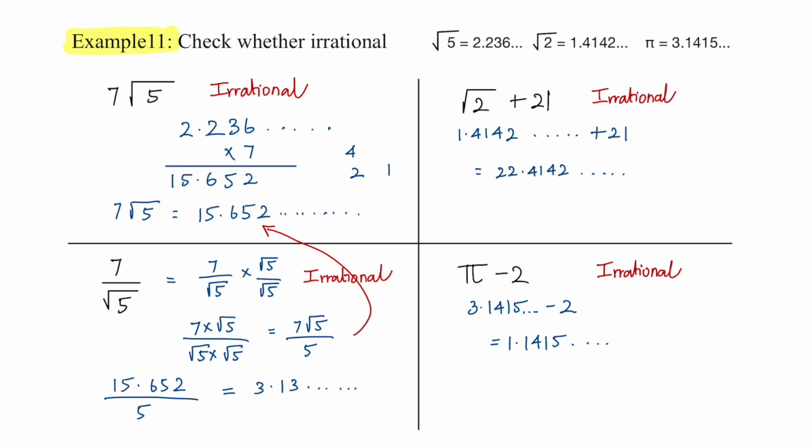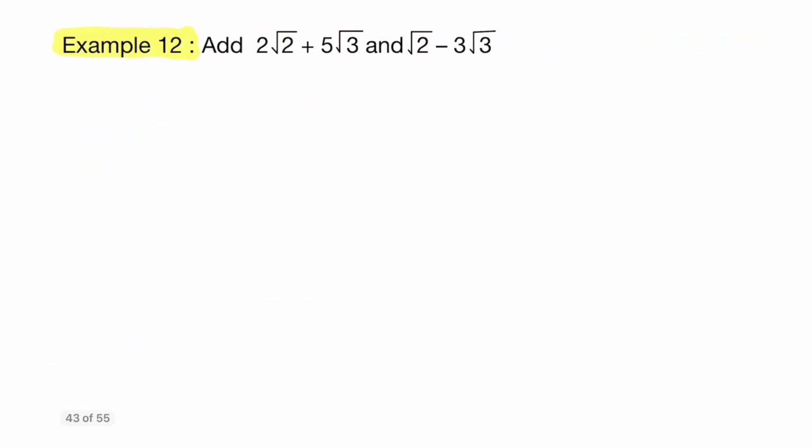Okay, so you have found values of 4 numbers: 7 root 5, root 2 plus 21, 7 divided by root 5 and pi minus 2, and all these 4 things are resulting at irrational numbers. Okay, so this is example number 5. Now at the end of this section we will be coming up with 3 properties, so wait for that. Now before that we will move to the next example.